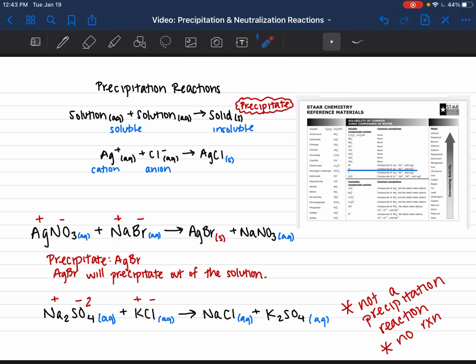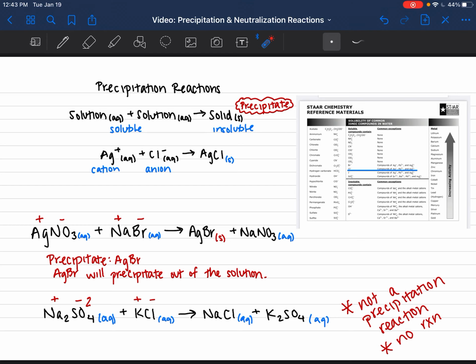So in this case, solutions, what that means is it's just something dissolved into a solvent. So we say it is soluble, it is something dissolved in something else. On the other hand, the solid on the right-hand side, we say that is insoluble. It cannot dissolve into that solution, so it forms a solid. In this case, we call that solid a precipitate. We can also say that whatever that solid is, it will precipitate out of that reaction.